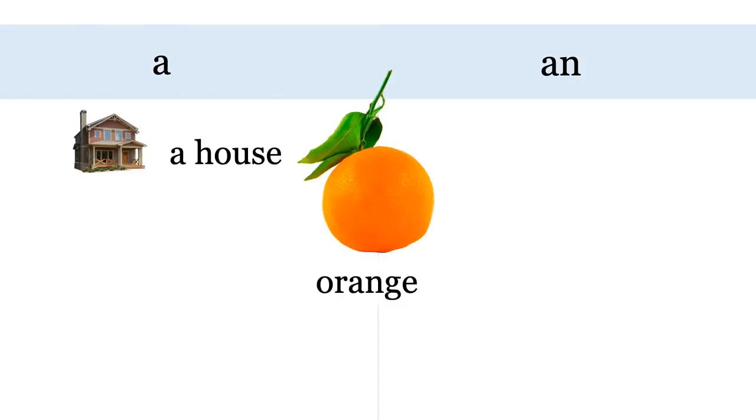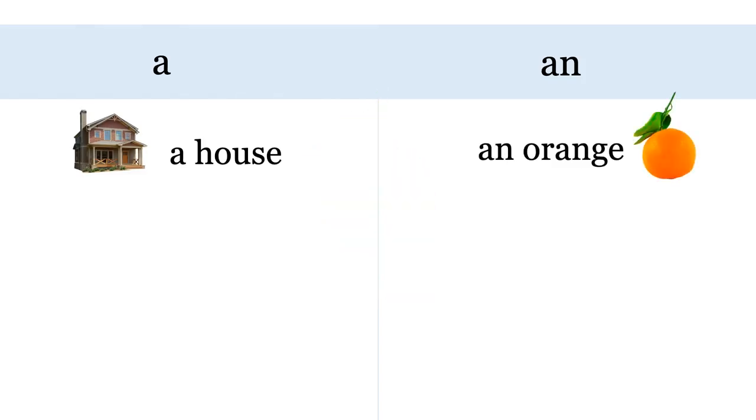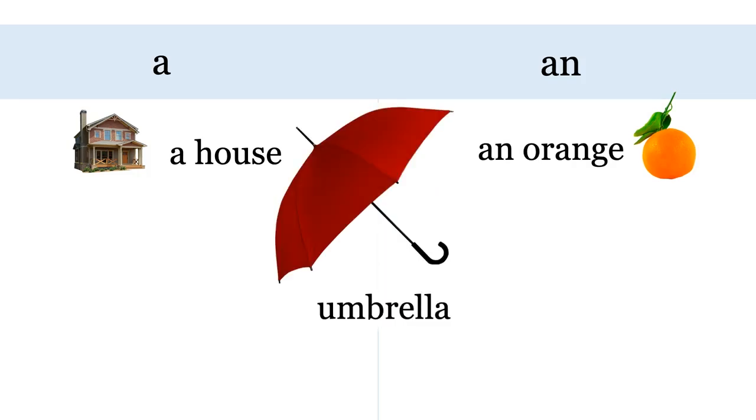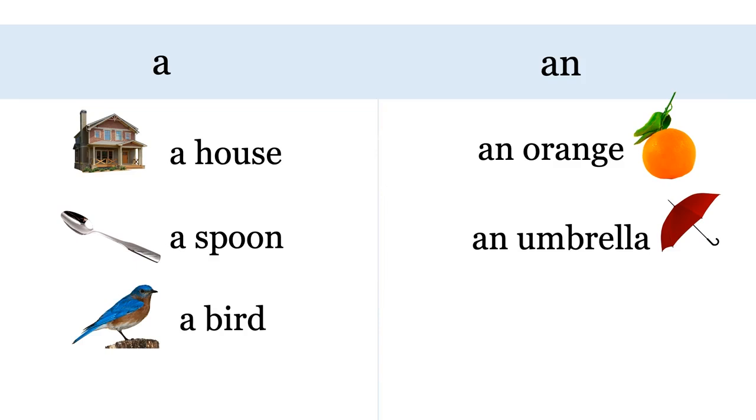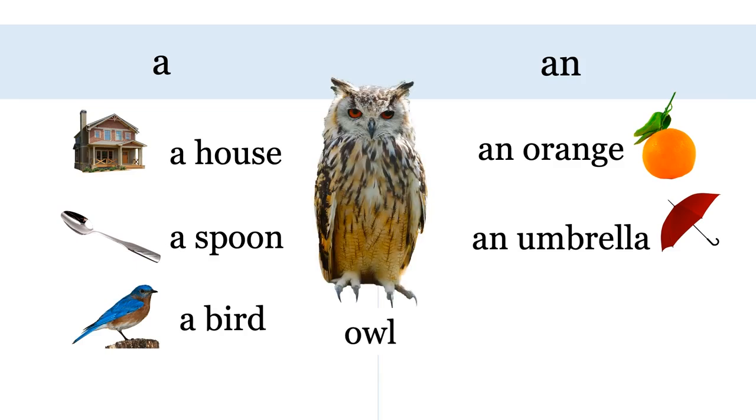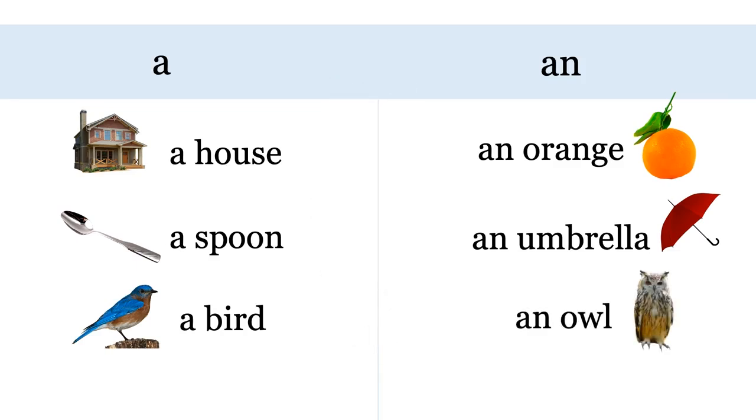Let's practice. You are going to see a word. Think, do we use a or an? House, a house. Orange, an orange. Umbrella, an umbrella. Spoon, a spoon. Bird, a bird. Owl, an owl. How did you do? Do you see all the vowel sounds that start the words on the right?